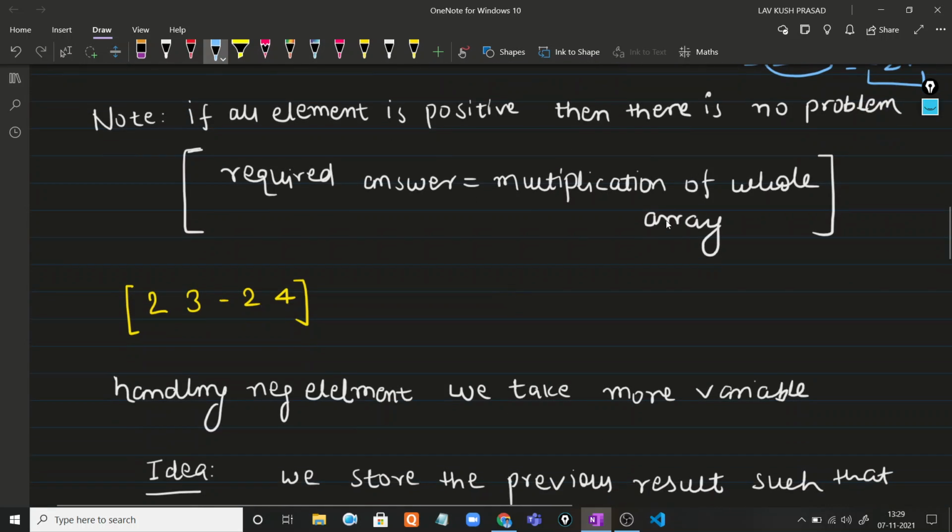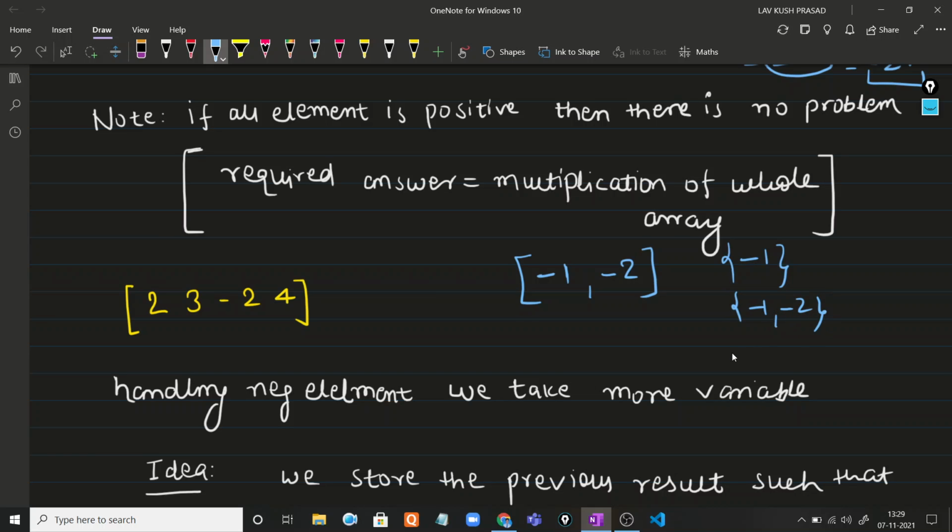In another case, suppose we have an array like -1 and -2, right? If we take subarrays, -1 is a subarray, -1, -2 is a subarray, and -2 is also a subarray, right? So what are the subarray products? -1 for this case, 2 for this case, -2 for this one. So the overall maximum product is what? 2. How is it 2? There are two elements which are both negative, okay?